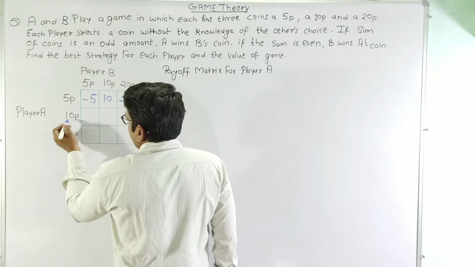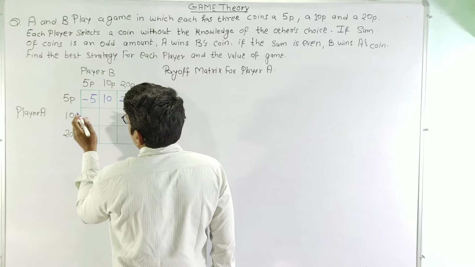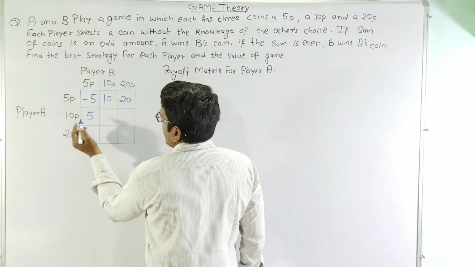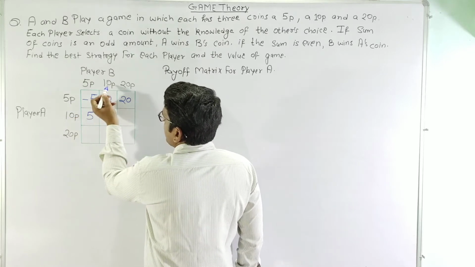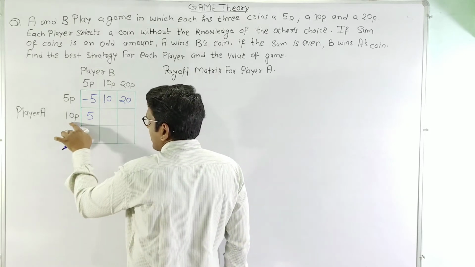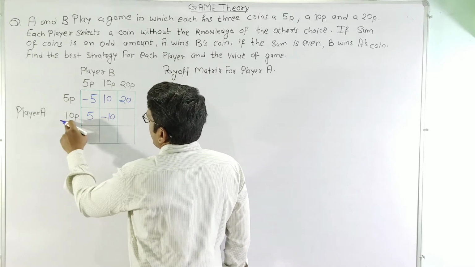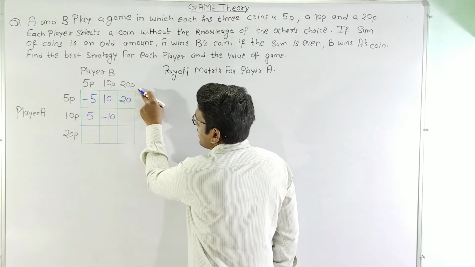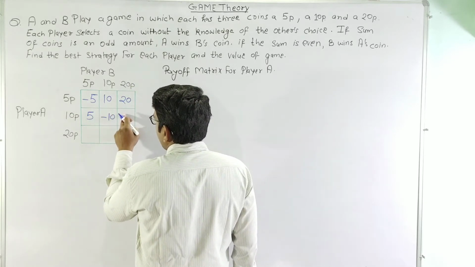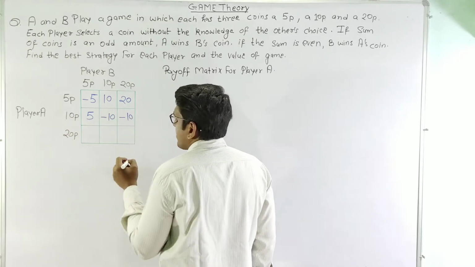Now if A plays 10 paise and B plays 5 paise, the sum is odd. So here also player A wins B's coin. That means player A will gain 5 paise. And here if player A plays 10 and B plays 10, then the sum is 20, so player A loses his coin. That means player A will lose 10 paise. So this will be -10. Here also if A plays 10 and B plays 20, then the sum is 30, which is even. Then player B wins A's coin, so A will lose 10 paise. So this will be -10.